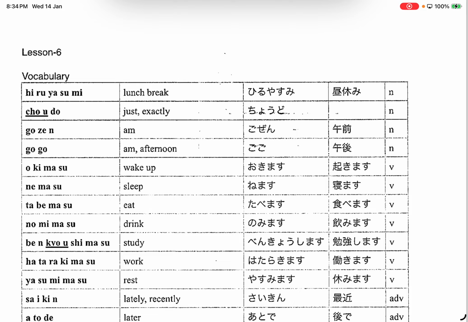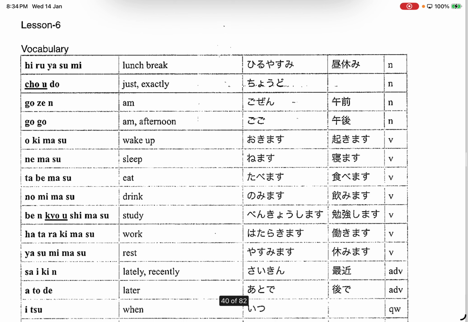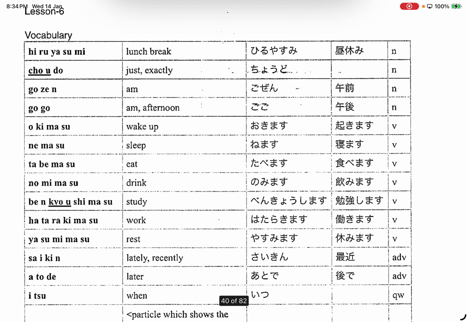Okay, lesson 6. Yes, sorry. Lesson 6, vocabulary list. Let's go through one by one. Repeat after me. Hiru yasumi. Choudo. Gozen. Gogo. Okimasu. Nemasu. Kabemasu.